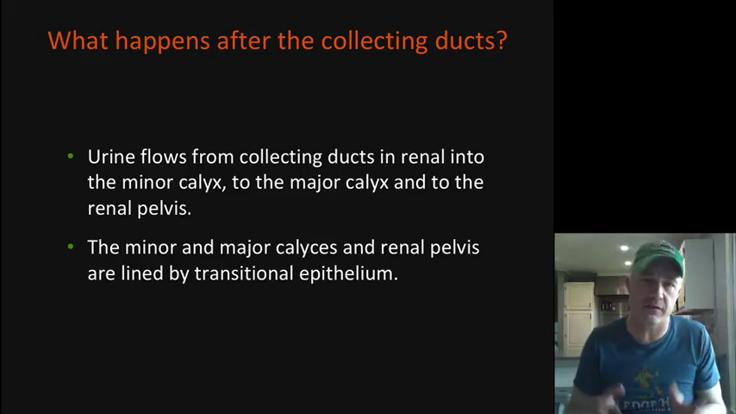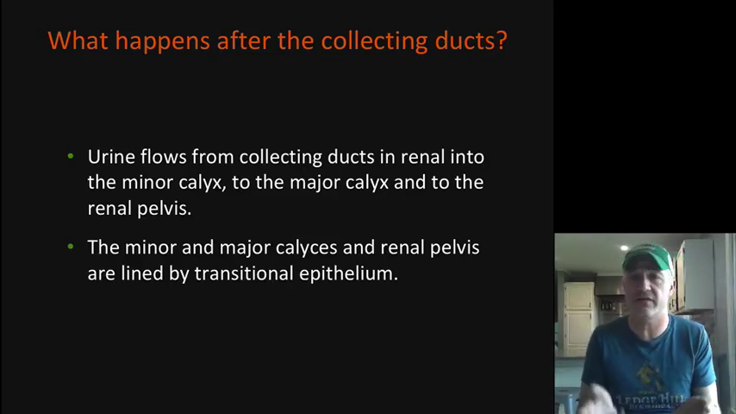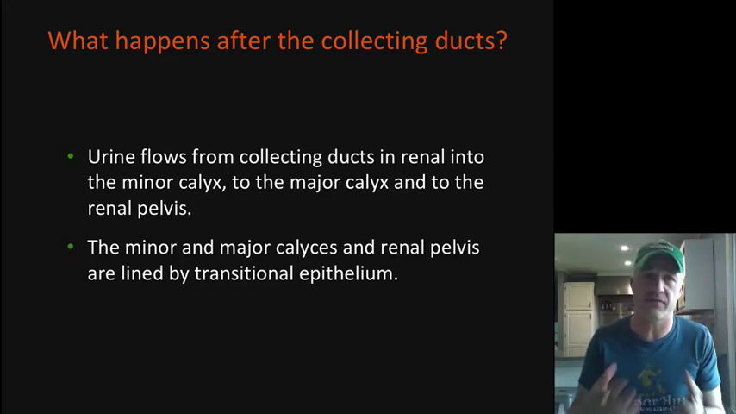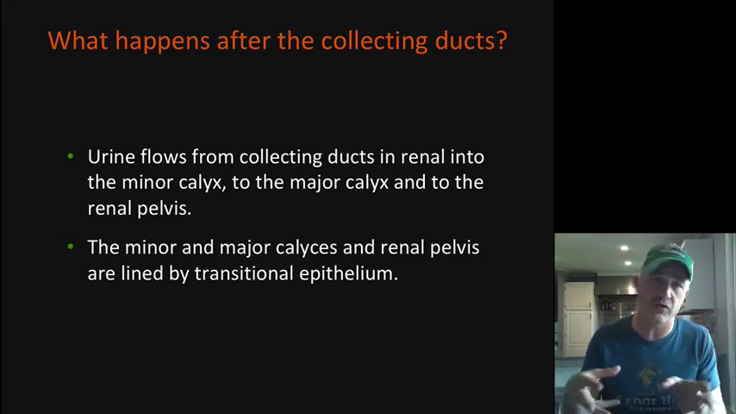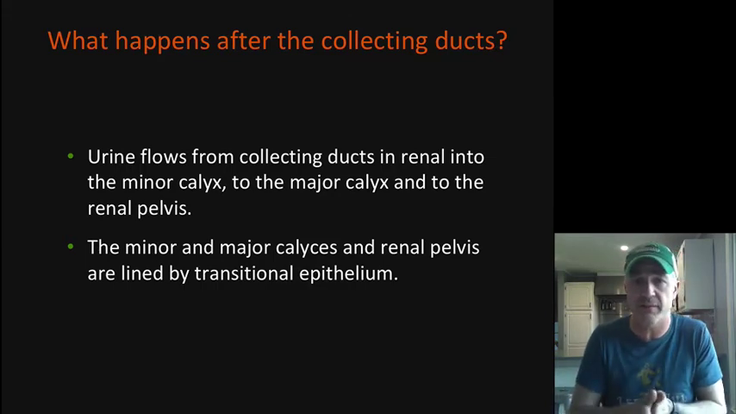Now that we've looked at all the kidney tubules, the last little bit of the urinary system is what's happening after we get to those collecting ducts, in terms of the histology. What we know is there are some smaller tubes and larger tubes that sooner or later go to the renal pelvis.